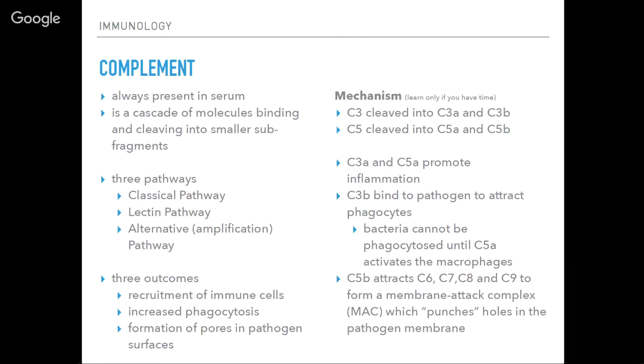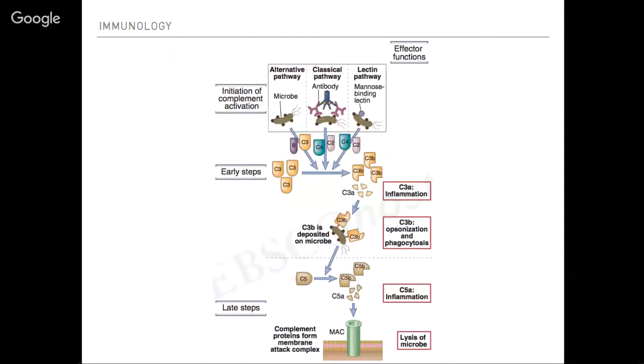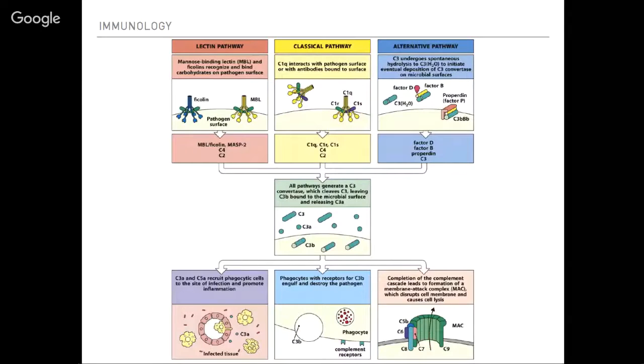All right. Yeah. So complement. These are proteins that are always in your bloodstream. They float around until they get activated. Once one gets activated, it will literally cause a series of events to occur. There's 3 pathways. You've probably seen this picture. The same thing. This one is the one they like to use.